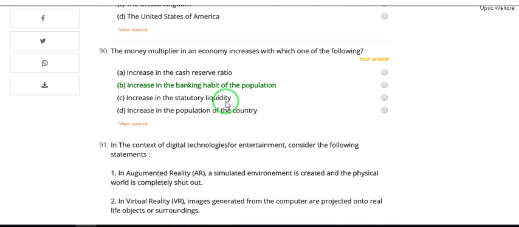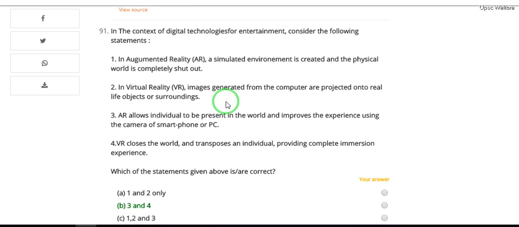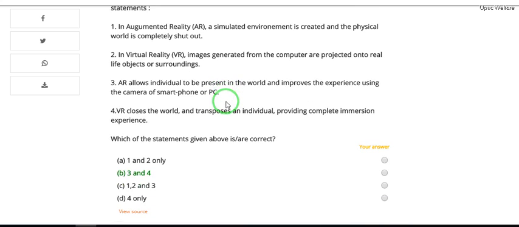Now see, if the money multiplier in the economy increases, then definitely there is an increase in the banking habit of the population. This will be a correct answer. Question 91, in the context of digital technology for entertainment, if we consider, then 3 and 4 will be the correct answer.